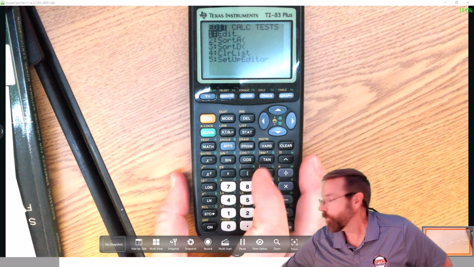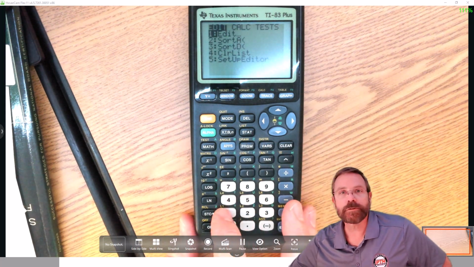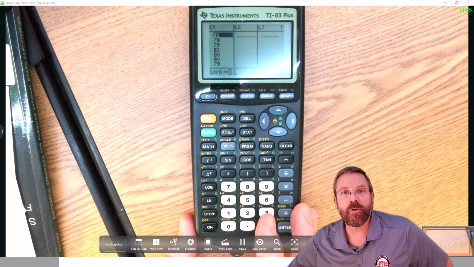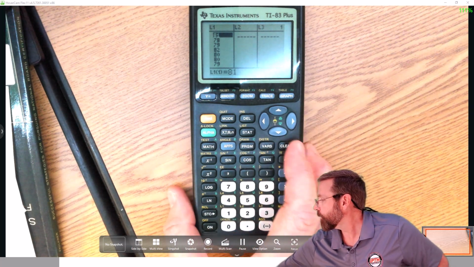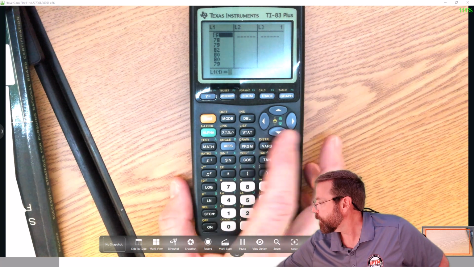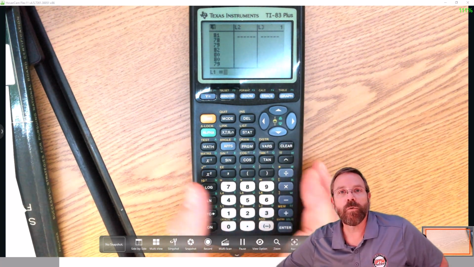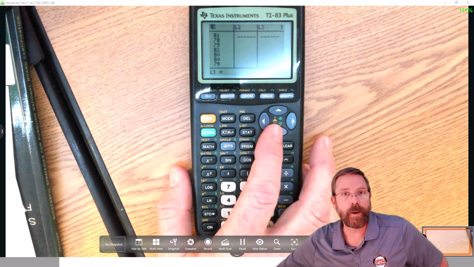And then we're going to hit 1 for Edit, or you can just hit enter since Edit is highlighted. You can see that there is a list of stuff already in list 1, which I'm going to clear out. Actually, I'm going to go up to list 1 and hit the clear button.